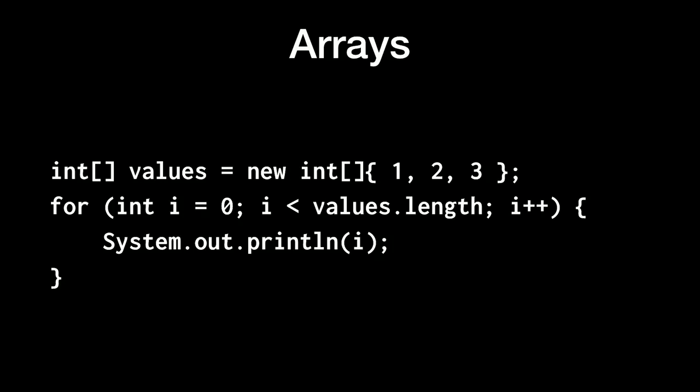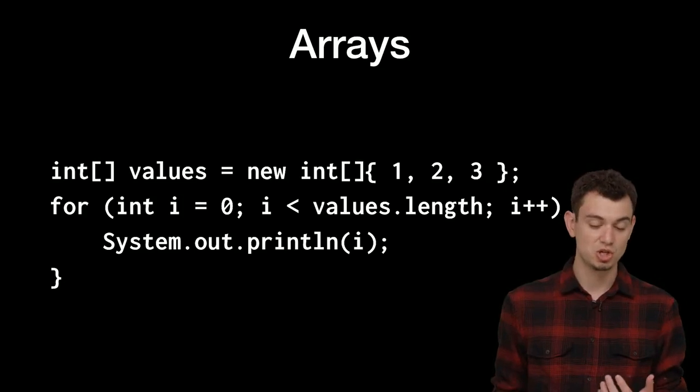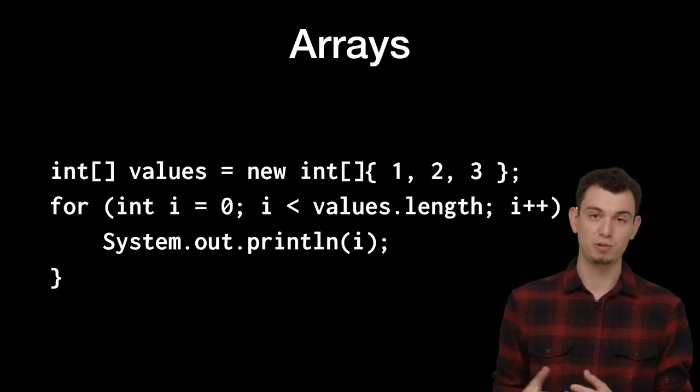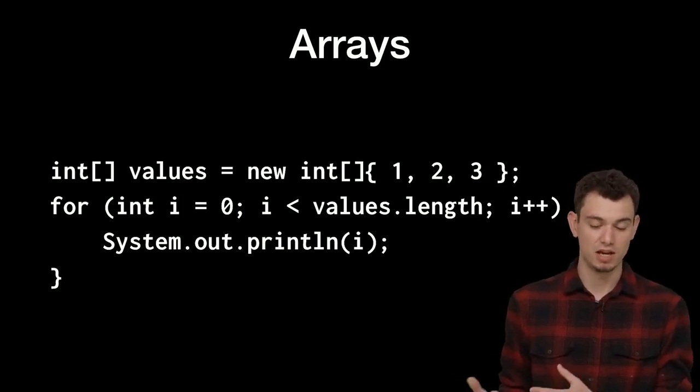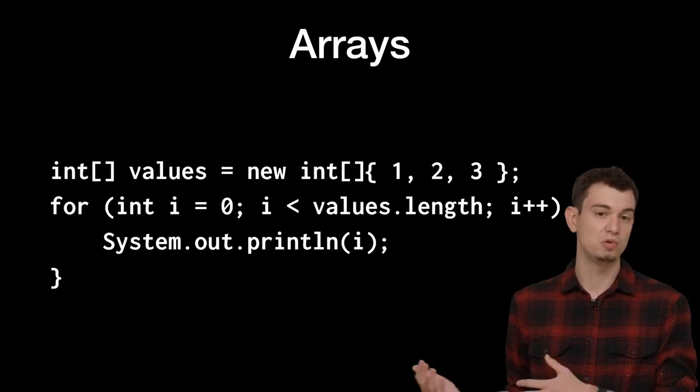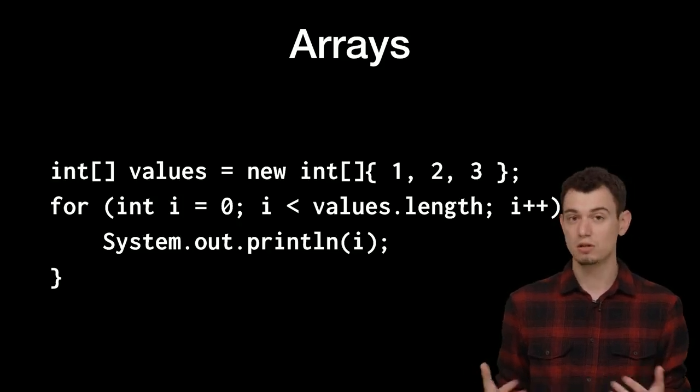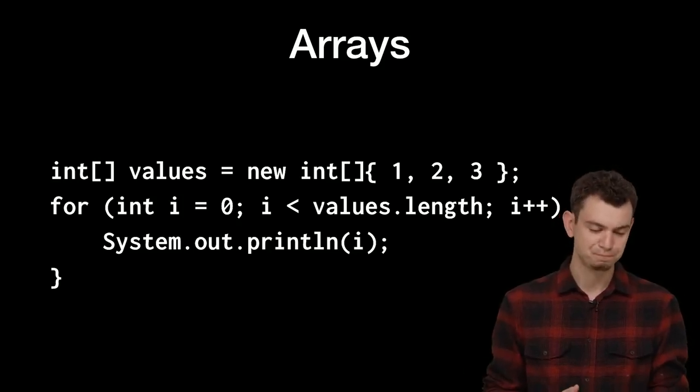Next up are arrays. Again, pretty similar to C. In this first line here, I'm declaring an integer array called values. And then on the right-hand side, this is where I'm assigning an initial list of values to that array. So to do that in Java, I'll say new followed by int. That's the type of the array again. And then in braces, 1, 2, 3. So this syntax is a little bit different than what you're used to seeing.